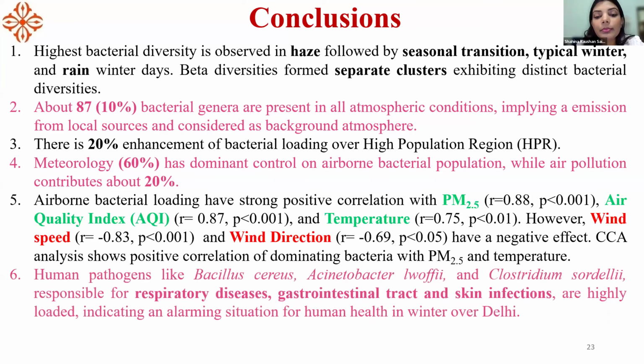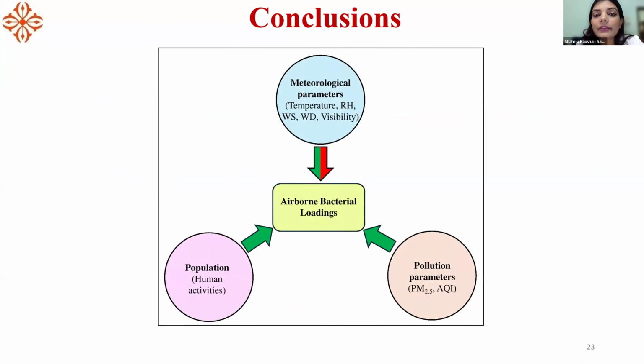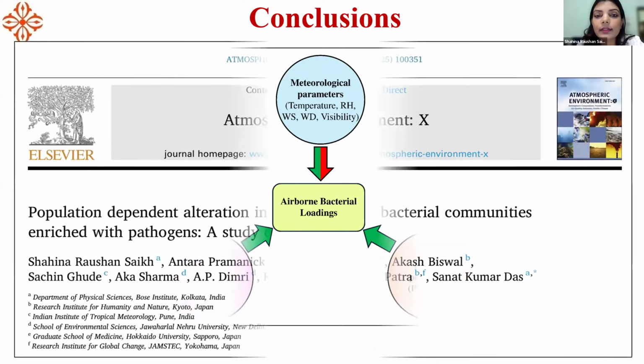Human pathogens affecting various organs were abundant over Delhi. In Asia, Delhi somehow has a distinct bacterial diversity, which needs to be investigated further. This shows a summary figure of our study, where we can say that meteorology contributes both positively and negatively to airborne bacterial loadings, and it controls about 60% of the enhancement or decline. However, population and pollution parameters contribute about 20% each, and help in the enhancement of bacterial populations.